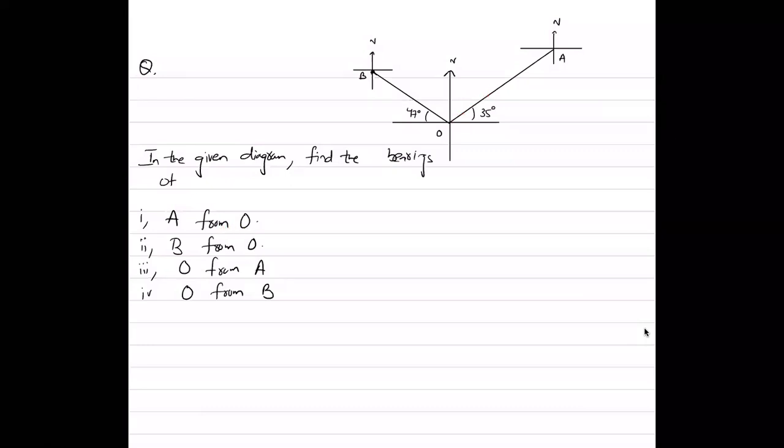So the north is going to be made on O. You mark this point O and then make a north. You need to find the bearing of A from O. So the north should be made on point O, and you're going to move in the clockwise direction and find this angle out. So can you predict what this angle is going to be?